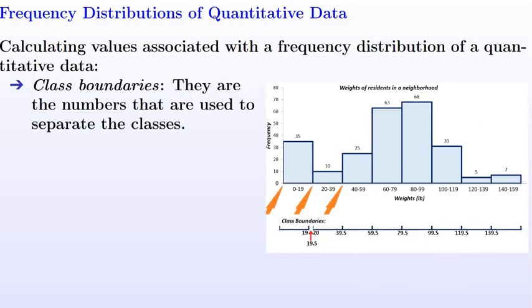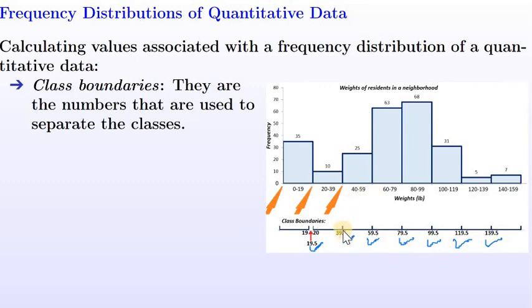Class boundaries are the numbers that are used to separate the classes. So on this histogram, class boundaries are 19.5, that number is in between 19 and 20, 39.5, 59.5, 79.5, 99.5, 119.5, and 139.5 are the class boundaries.